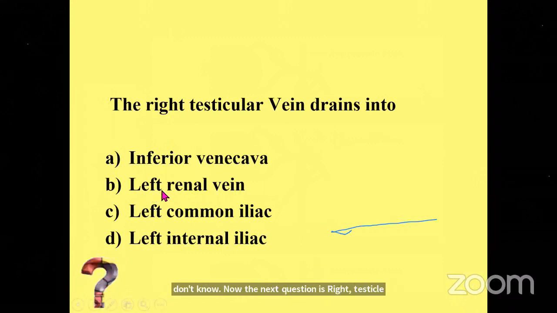Right testicular vein. So the 2 gonadal veins, we just mentioned that in the previous slide. Right testicular vein, whether it is draining into inferior vena cava or left renal vein or left common iliac or left internal iliac, it is actually very easy. There is no confusion, right? It is on the right side. So the answer should be inferior vena cava.